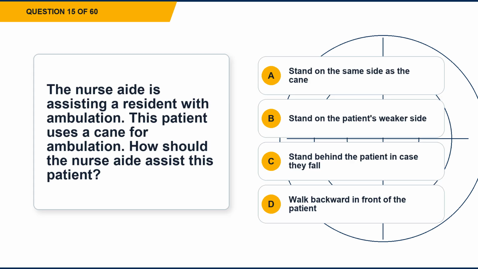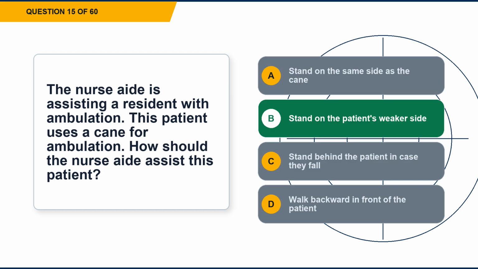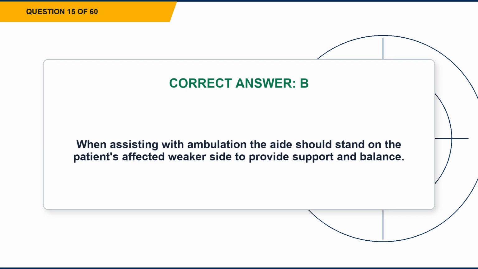Question 15. The nurse aide is assisting a resident with ambulation. This patient uses a cane for ambulation. How should the nurse aide assist this patient? Option A, stand on the same side as the cane. Option B, stand on the patient's weaker side. Option C, stand behind the patient in case they fall. Option D, walk backward in front of the patient. The correct answer is option B, stand on the patient's weaker side. Explanation. When assisting with ambulation, the aide should stand on the patient's affected weaker side to provide support and balance.